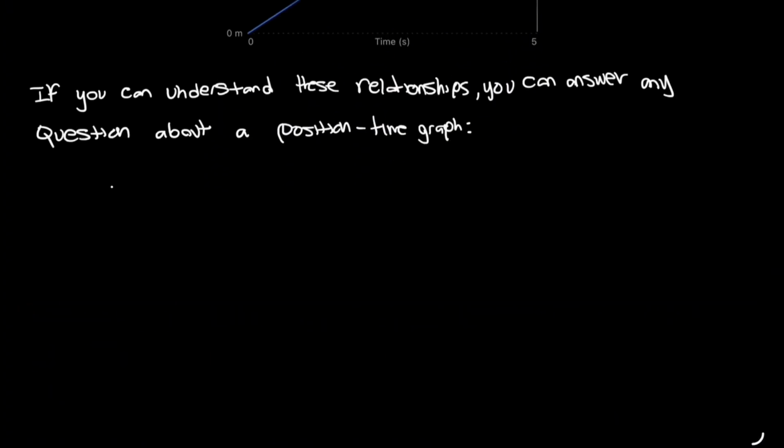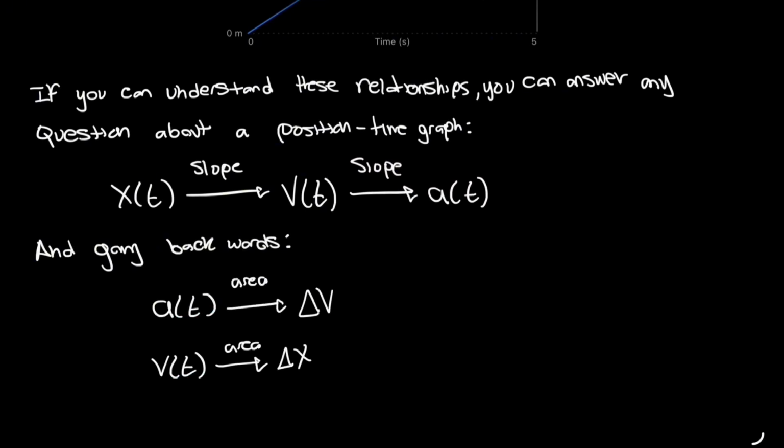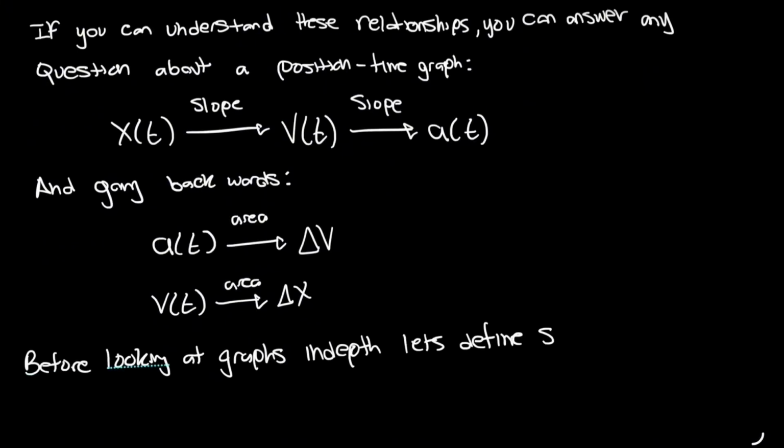We can link position, velocity, and time using the slopes of the graph expressed by this relationship here, and we can use the areas of the graphs to relate the acceleration, velocity, and position by these relationships here. But before looking at graphs in depth, let's define some needed variables.